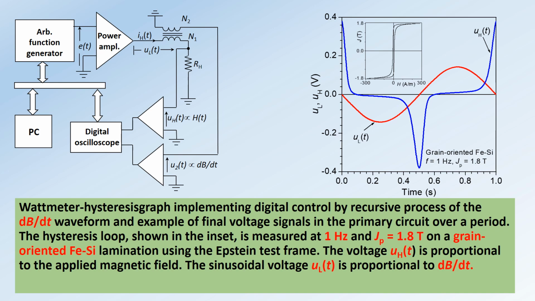The hysteresis loop shown in the instant is measured at 1 Hz and peak polarization of 1.8 Tesla on a grain-oriented iron silicon lamination using the Epstein test frame. The voltage UH is proportional to the applied magnetic field. The sinusoidal voltage UL is proportional to the peak polarization variation with time.